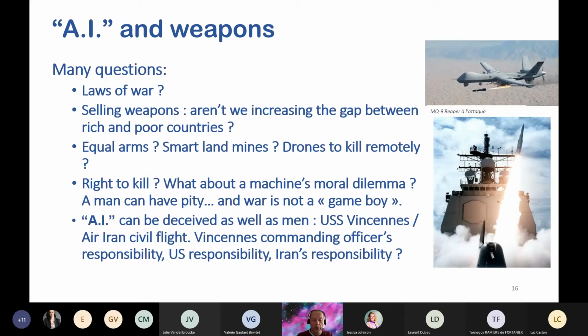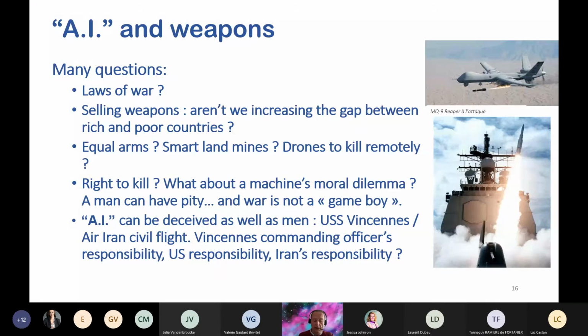What about weapons also? Law of war, we must think of it. By selling weapons, aren't we increasing the gap between rich and poor countries? Will smart landmines become more and more ferocious to the civil people? Is it fair having drones killing remotely, as if the remote pilots were playing a Call of Duty game?